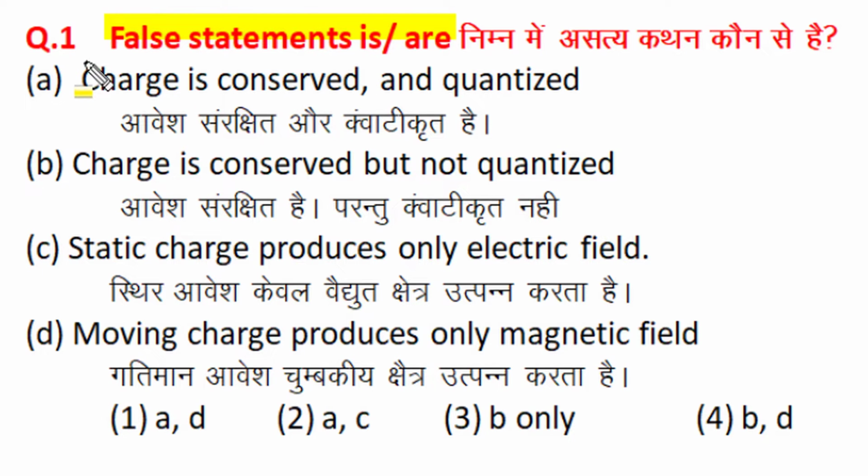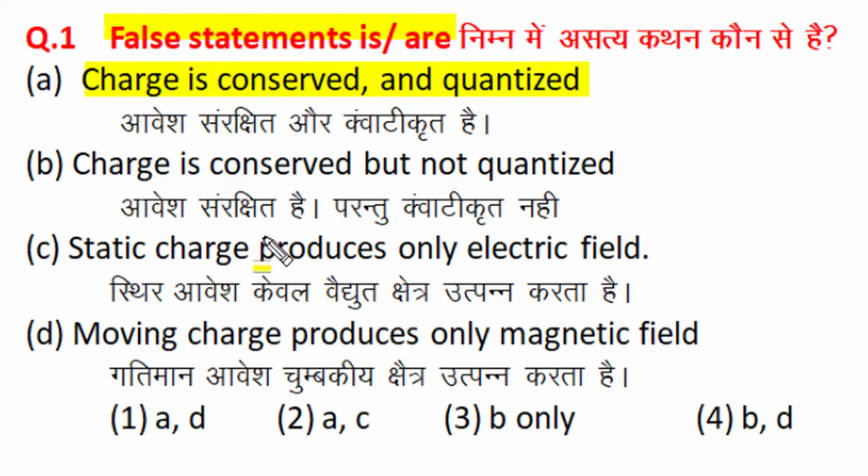The first statement is: charge is conserved and quantized. So it's a true statement. The total amount of charge remains the same in any isolated system. That means charge is conserved. And charge is also quantized. There is a minimum amount of charge, the electronic charge, and we cannot have charge less than that or a non-integer multiple of electronic charge. So charge is both conserved as well as quantized. This is a right statement.